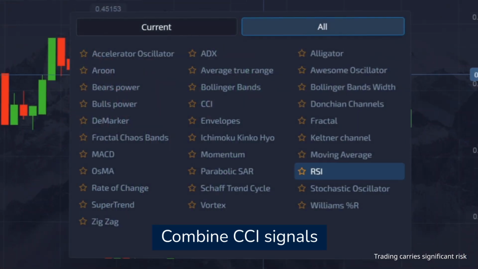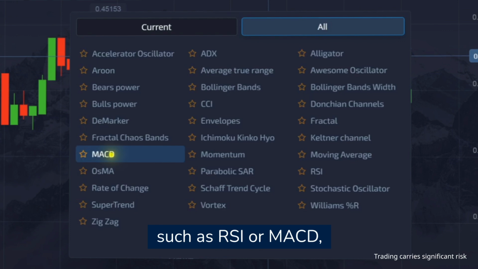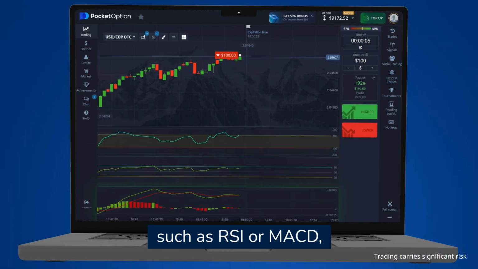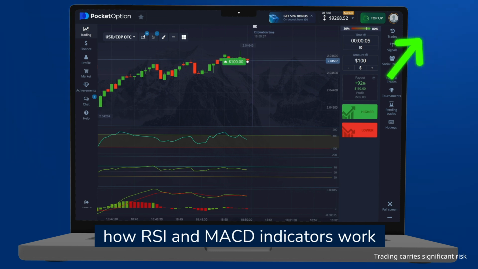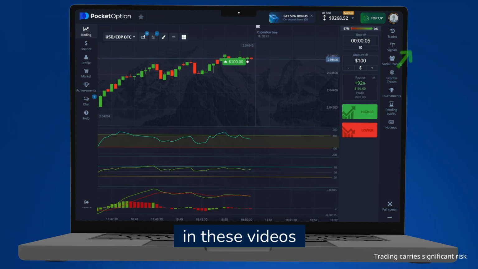Combine CCI signals with other indicators such as RSI or MACD to improve accuracy. You can learn more about how RSI and MACD indicators work in these videos.